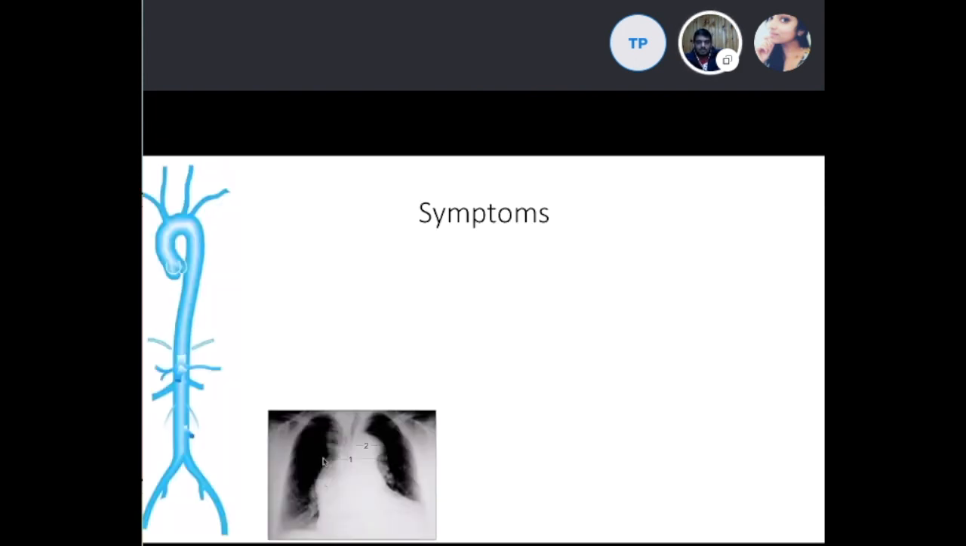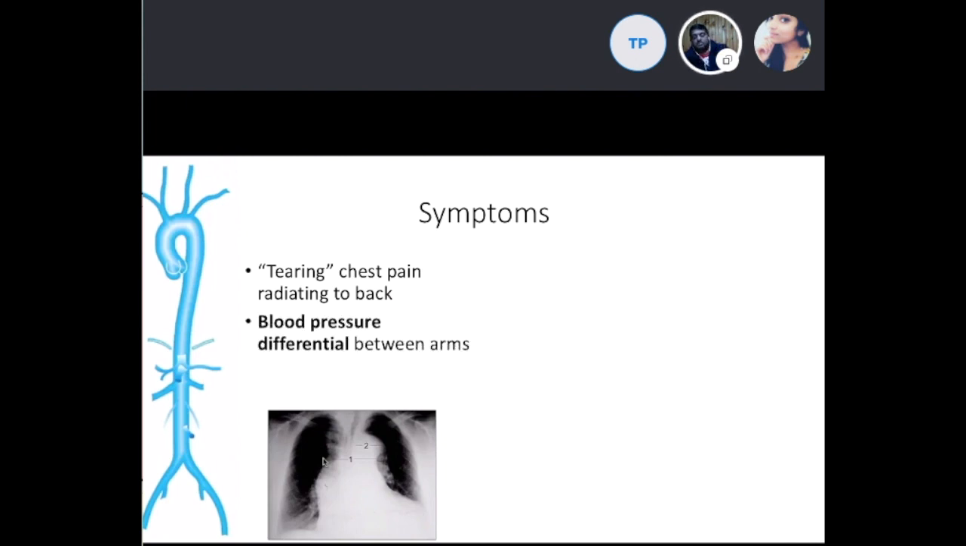The signs and symptoms that you would see with these patients: there's a tearing chest pain that radiates to the back. Their blood pressure will be different between their arms, so there's a blood pressure differential. And there's a widened mediastinum on chest x-ray. As you can see here, these patients have a wide mediastinum.